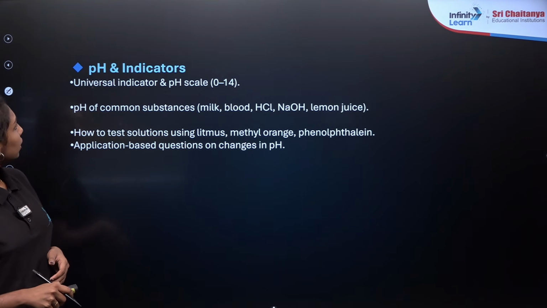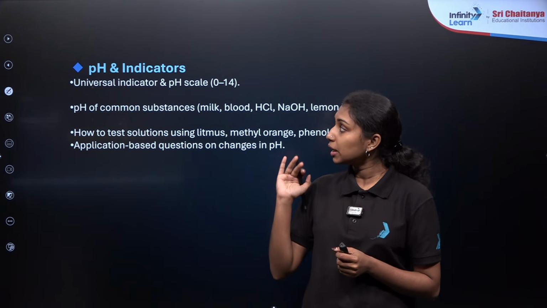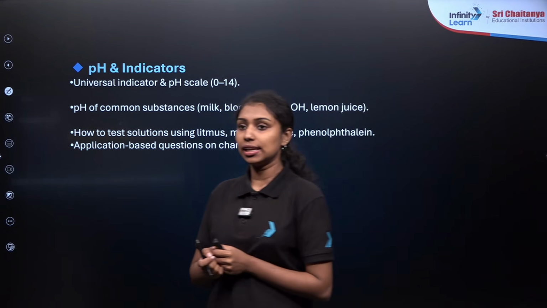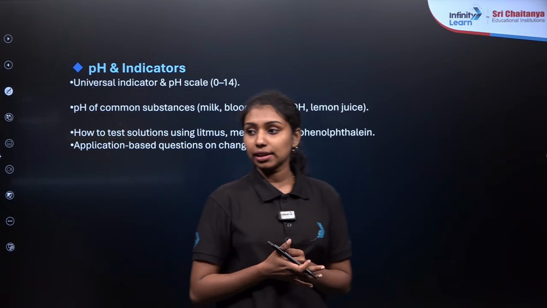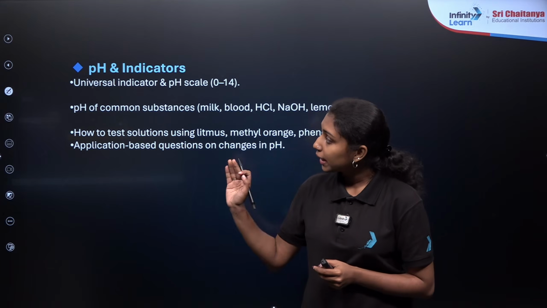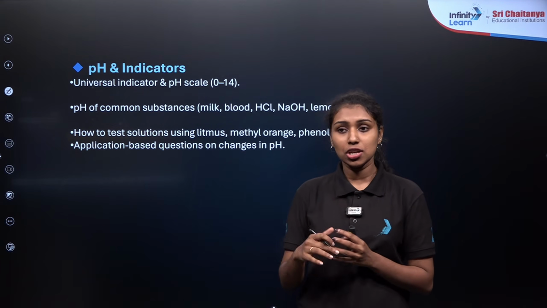Okay, the next one is pH and indicators, right? We have already studied the pH value. Depending upon the pH, we have studied the indicators, right? We have already studied the natural indicators, synthetic indicators, and the olfactory indicators, and so on, right? So we need to identify. Many times they will be asking in terms of the universal indicator and their pH scale. So we know that, right?